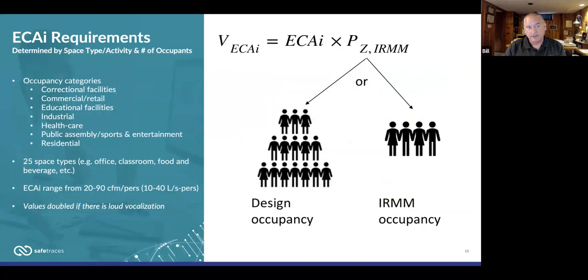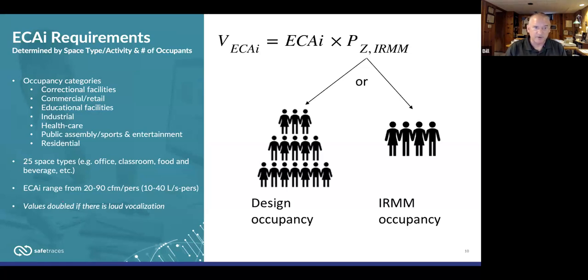So the one thing you know is going to be said about any standard that's published is that it's too complicated. But it's really not that hard to figure out what the requirements are for a space. So we have a number of occupancy categories for which equivalent clean air requirements have been developed. There are 25 space types under those categories, and they range from 20 to 90 CFM per person, doubled for loud vocalization.